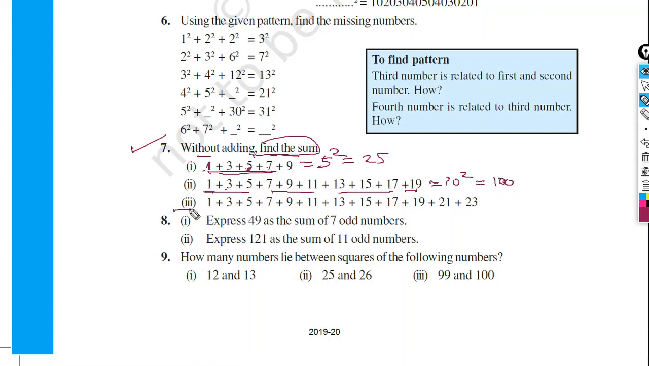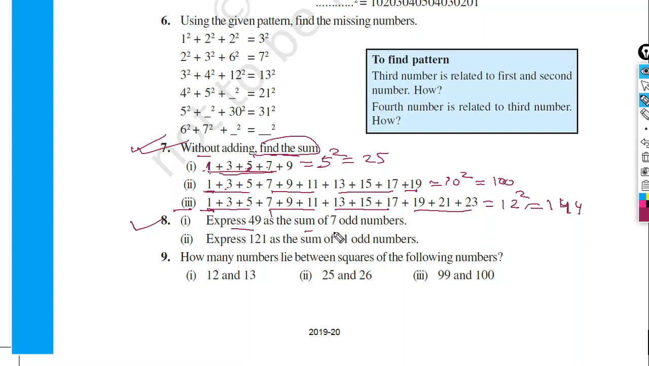Now part three. Here you see again 3, 3, 6, 3, 9, 12. All are consecutive odd numbers and it also starts from 1. So it will be equal to 12 square, which is equal to 144. Okay. So this is the direct question. Now we'll move to question number 8.